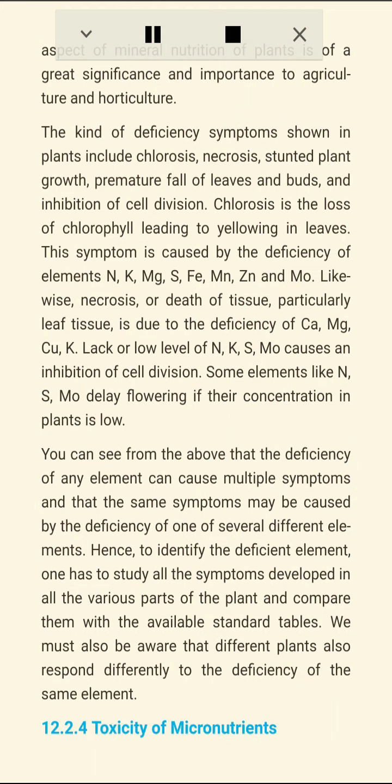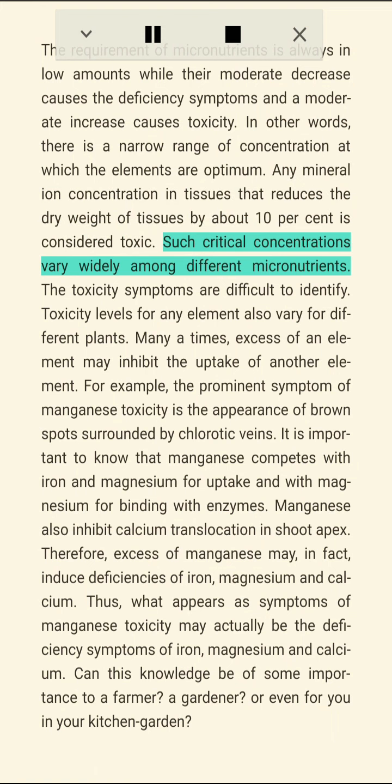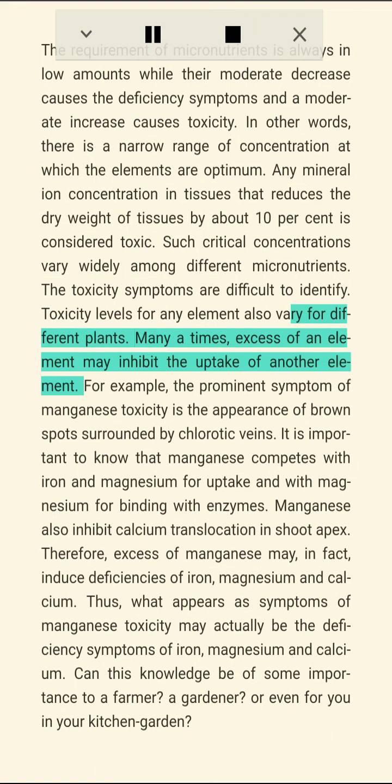12.2.4 Toxicity of micronutrients. The requirement of micronutrients is always in low amounts, while their moderate decrease causes the deficiency symptoms and a moderate increase causes toxicity. In other words, there is a narrow range of concentration at which the elements are optimum. Any mineral ion concentration in tissues that reduces the dry weight of tissues by about 10% is considered toxic. Such critical concentrations vary widely among different micronutrients. The toxicity symptoms are difficult to identify. Toxicity levels for any element also vary for different plants.